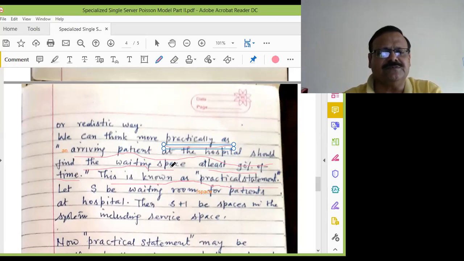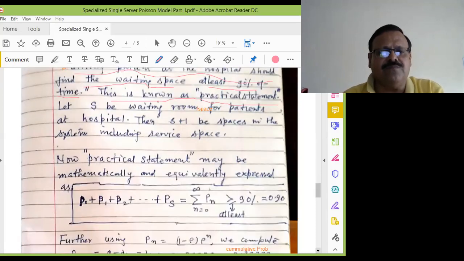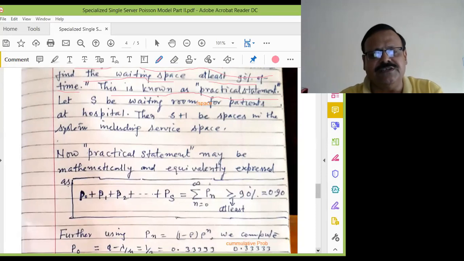A realistic statement means it is very close to reality. I am not just solving the problem from the theoretical point of view, rather we are solving the problem from the practical point of view by applying the knowledge of queuing, the M/M/1/GD/infinity model.